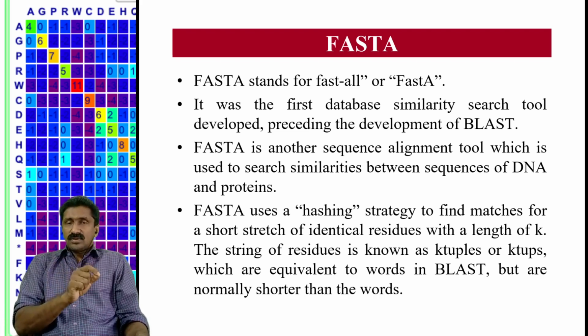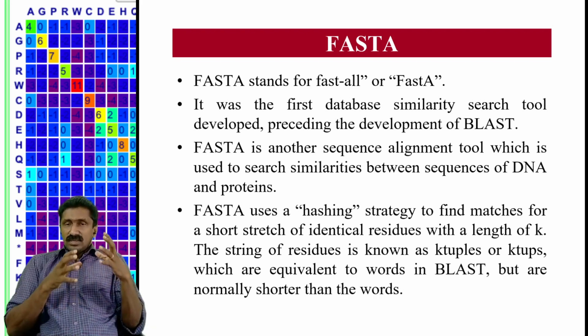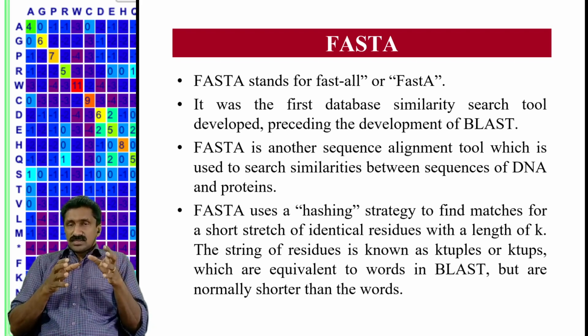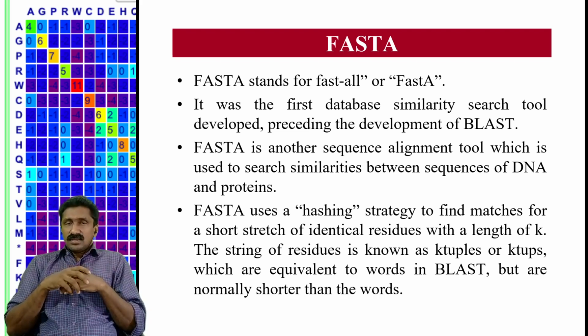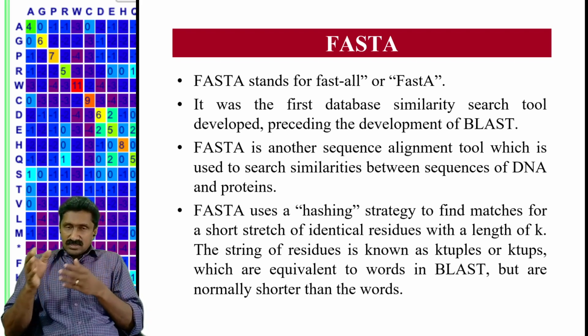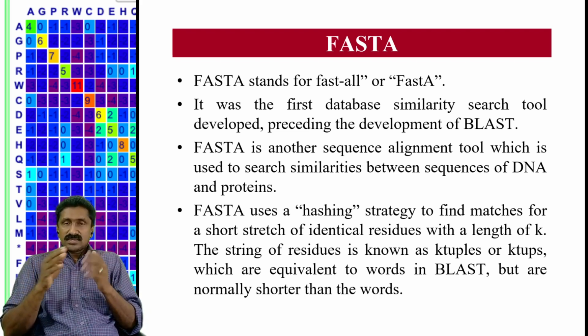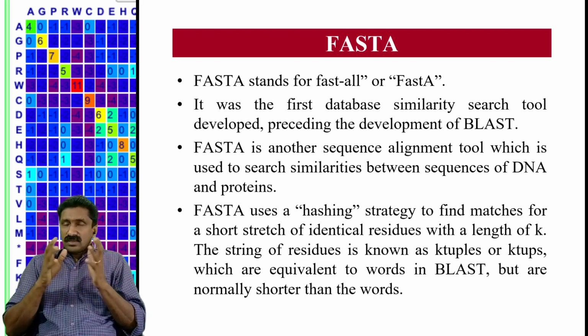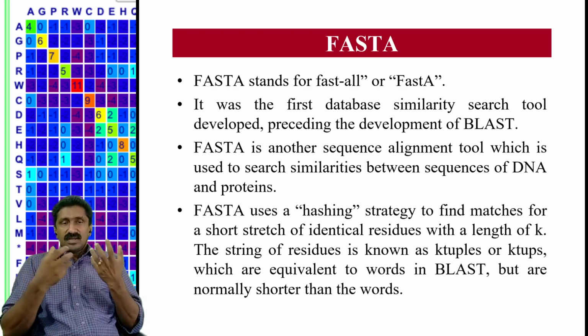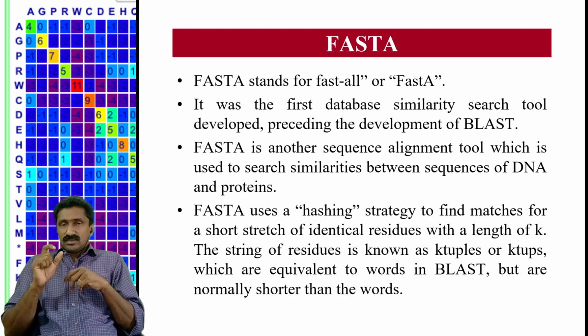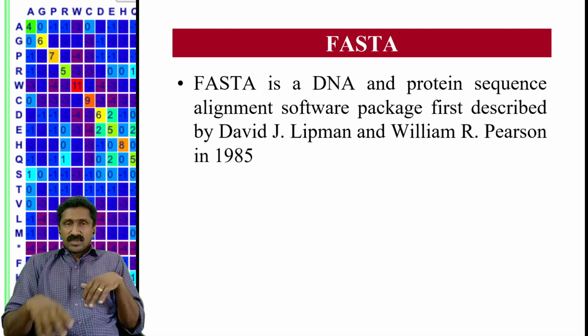For example, for protein comparison, the word length of amino acids is 3 for BLAST and 2 for FASTA. The same is the case for nucleic acids: 11 for BLAST and 6 for FASTA. That's why the word length is normally shorter compared to BLAST.